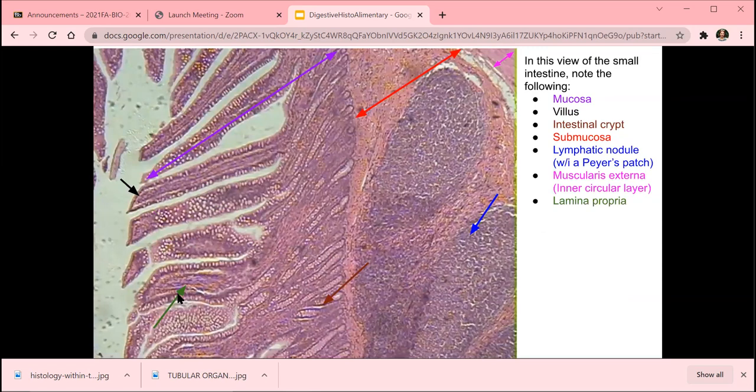This is the other picture of the small intestine. You can see the finger-like projections. They are villi, so you are in the small intestine. You can see epithelium, lamina propria, and muscularis mucosa. These three layers are your tunica mucosa. Then you have tunica submucosa with Peyer's patch. These structures are lymphatic follicles. Because they are aggregated, we call it Peyer's patch. And then we have muscularis externa.